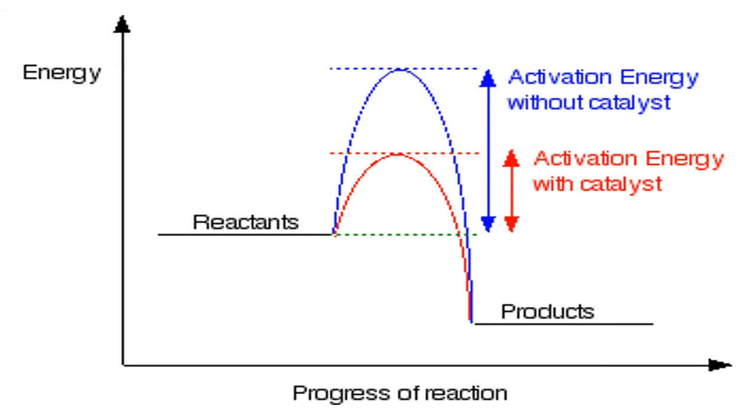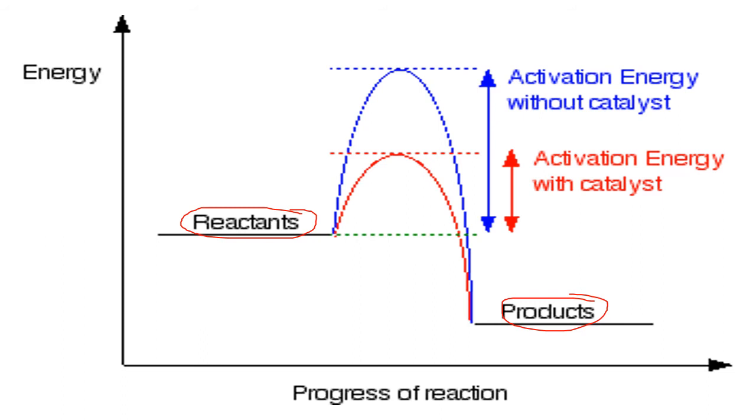So here is a potential energy diagram. The blue line here is the activation energy without a catalyst. So notice here, the reactants are still at the same level and the products are still at the same starting energy. The reactants are at the same starting energy and the products are at the same ending energy. The only thing that changes with a catalyst is the activation energy.